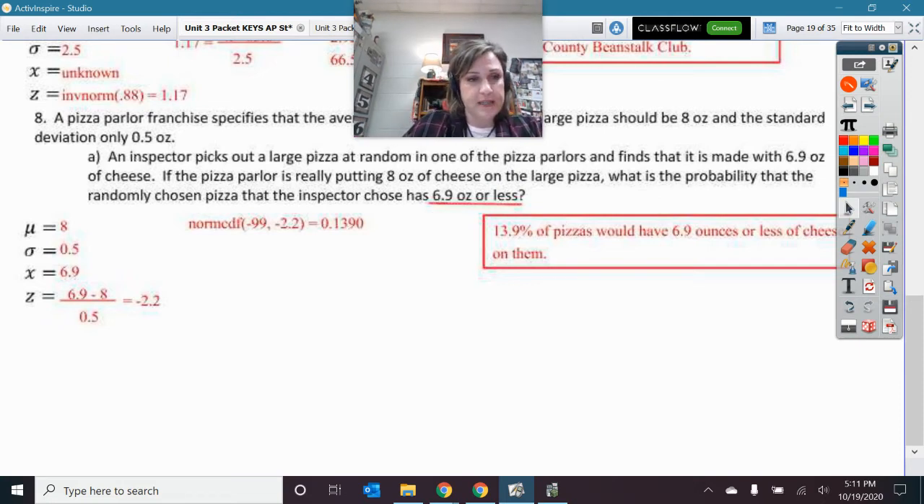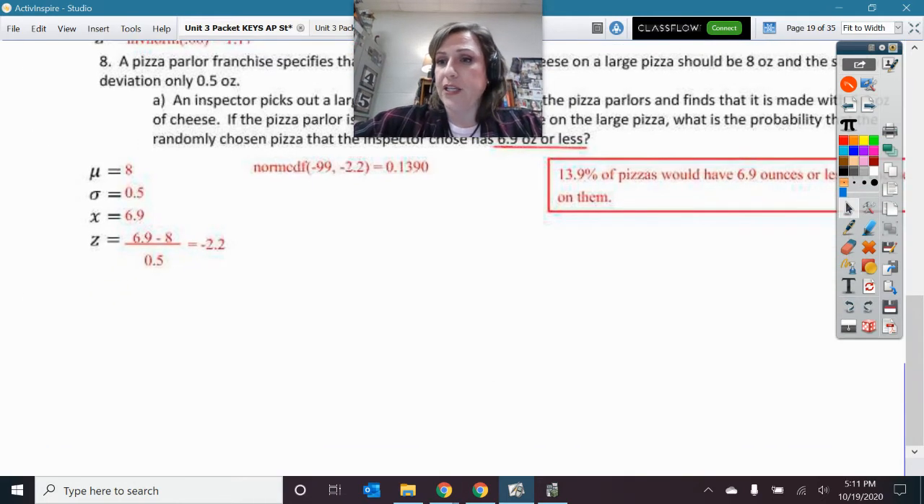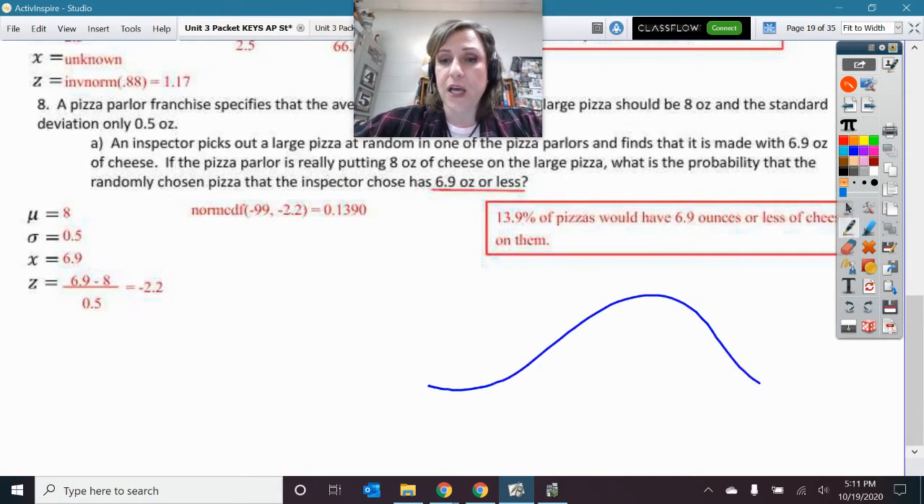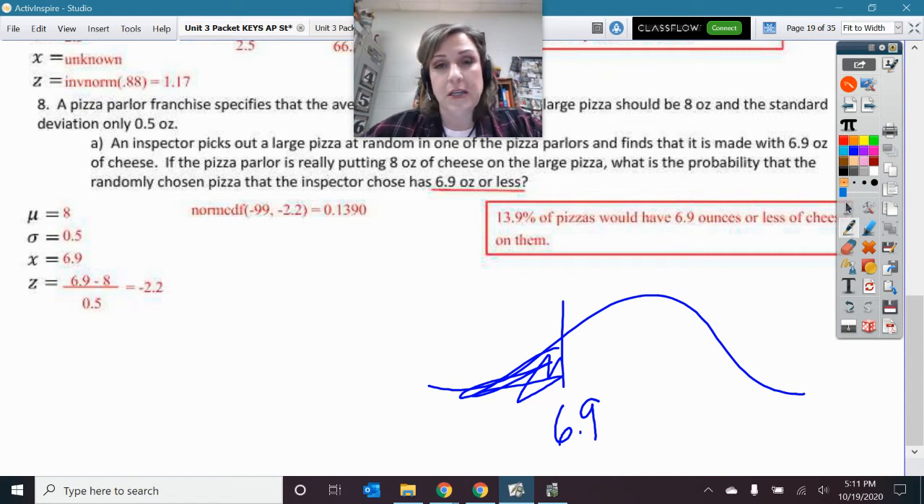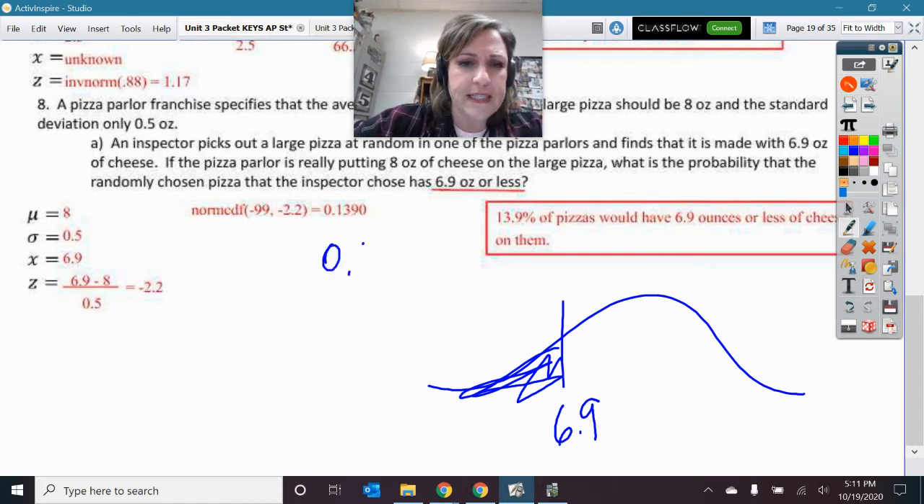Okay, so here we have this problem. I did my x minus the mean over standard deviation. I got negative 2.2. Then, remember, you were trying to find the area below that 6.9. So this is 2.2 standard deviations below. That's kind of an outlier, so that makes me think, whoa, that's concerning. Wait, I wonder if I did that right. I'm thinking there might be a 0 in there. I wrote that wrong. So it's 0.0139.